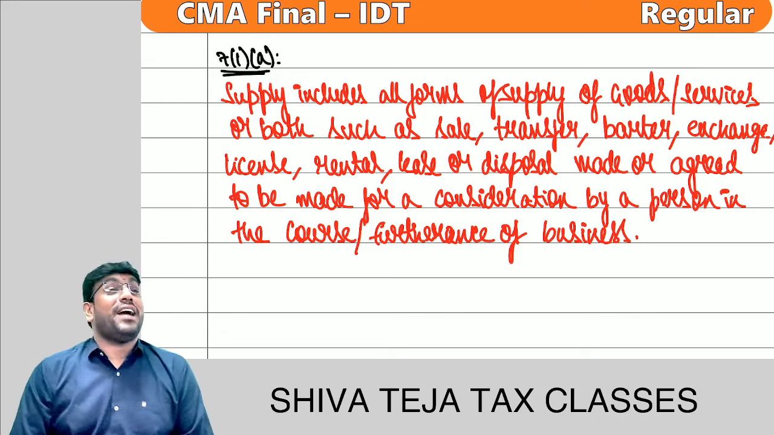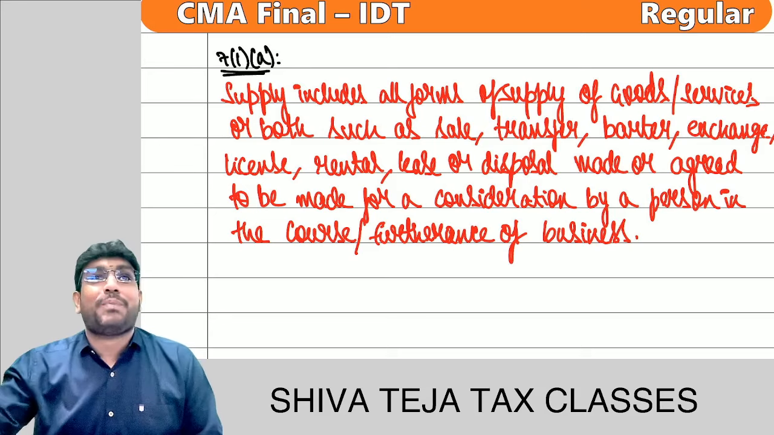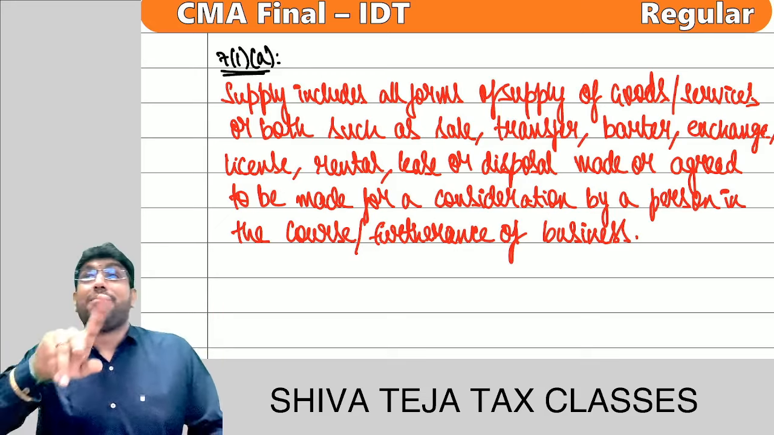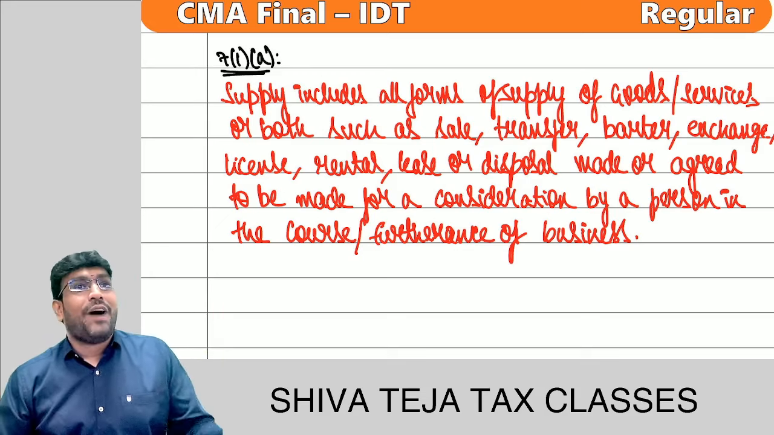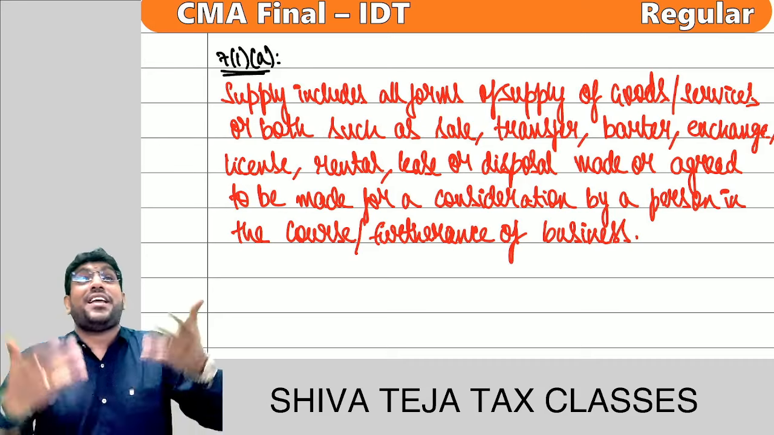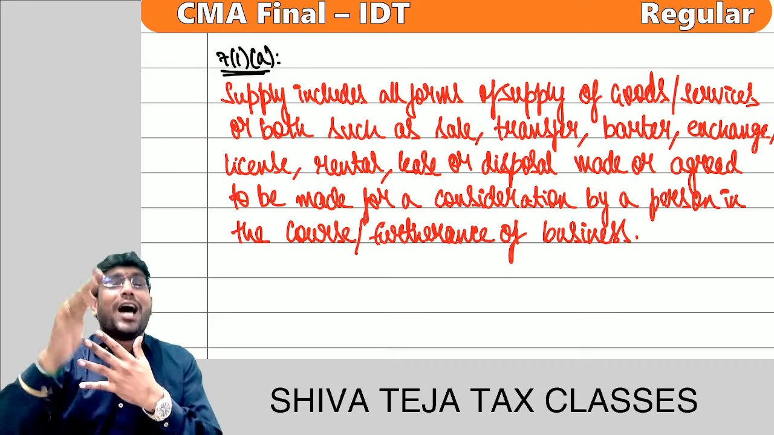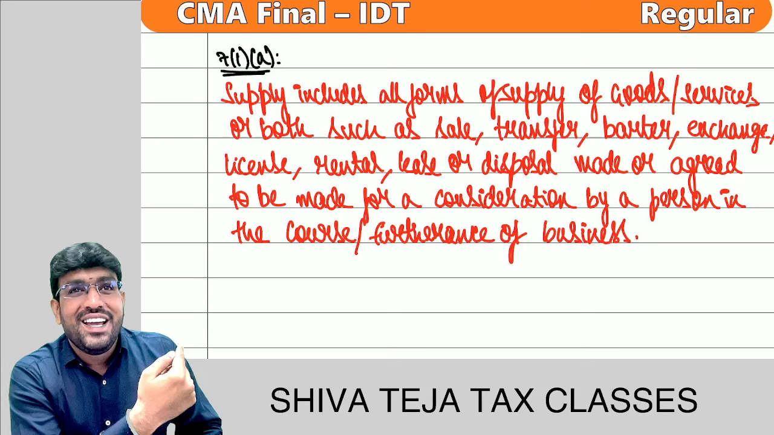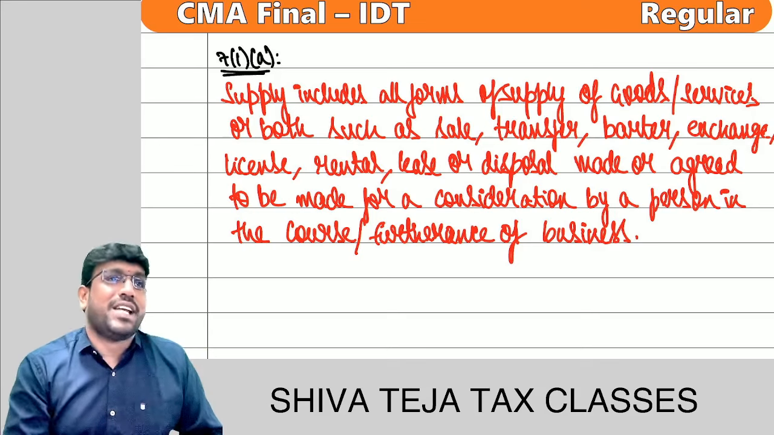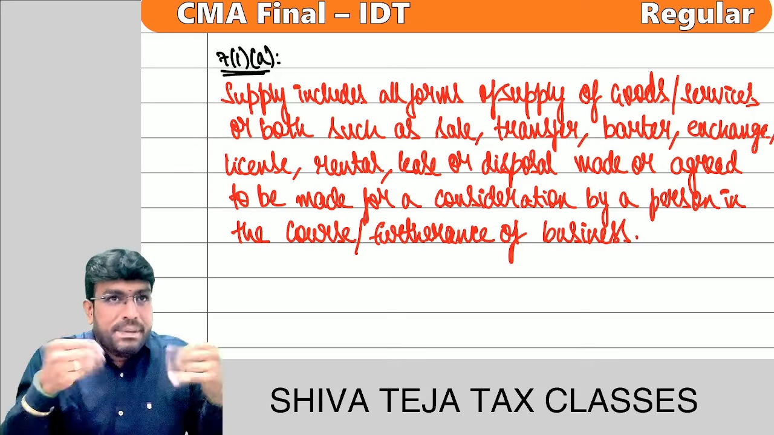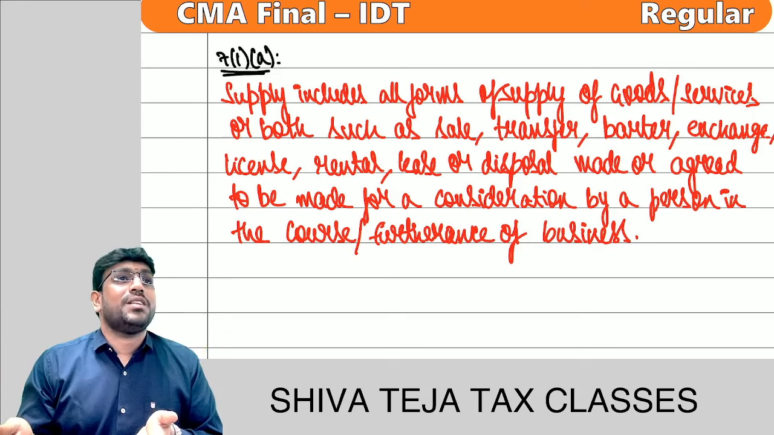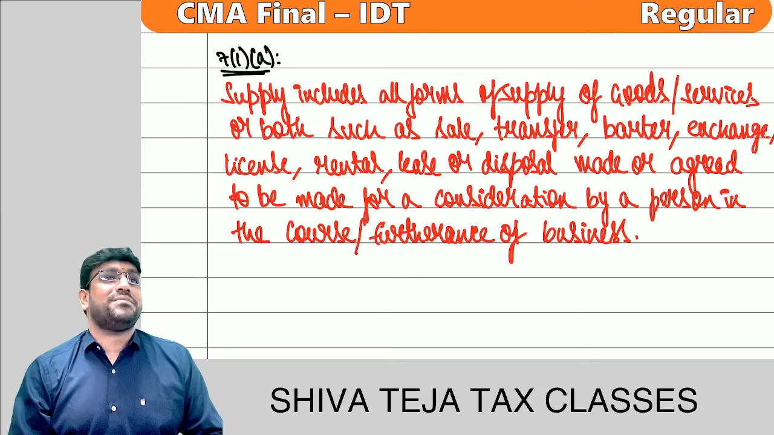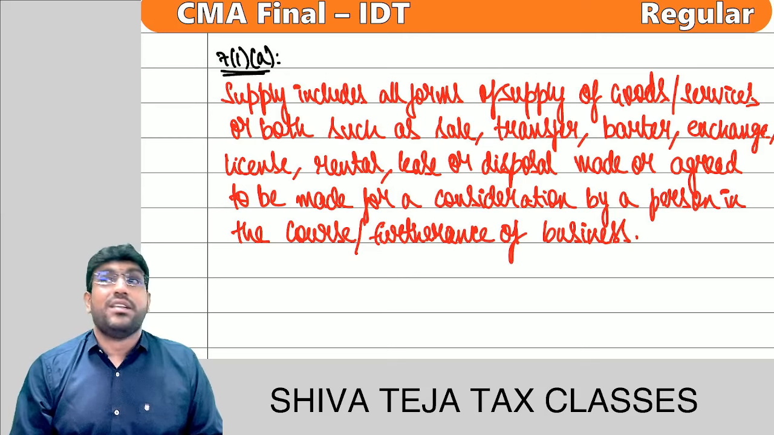So please understand that it is not a supply from Shivateja's perspective, but it is a supply from Lalita Jewelers' perspective. Why not from Shivateja's perspective? Because it is not in the course or furtherance of business. From Shivateja's perspective, my business is not selling gold. But from Lalita Jewelers' perspective, the business is selling gold. They will pay GST. They will not pay on 20,000, they will pay on 1 lakh.